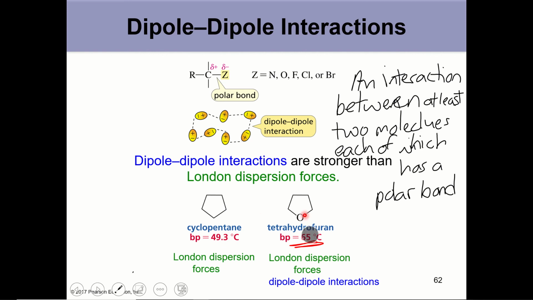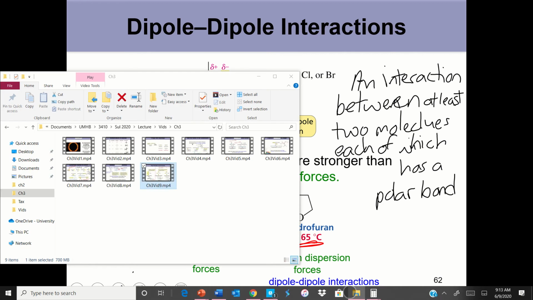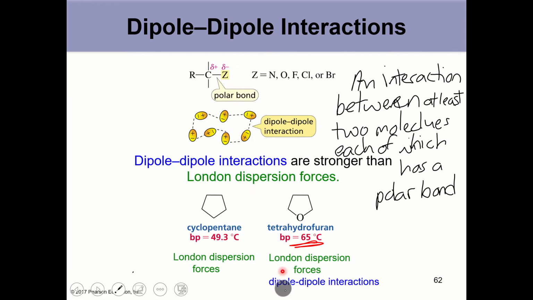Comparing a London dispersion force molecule to a molecule with dipole moments, the boiling point of cyclopentane is 49.3. When we have a polar oxygen in the ring, the boiling point increases to 65 degrees Celsius. And tetrahydrofuran, having polar bonds, will have two types of interactions with other molecules of tetrahydrofuran: London dispersion forces and dipole-dipole interactions. The types of intermolecular forces are cumulative.